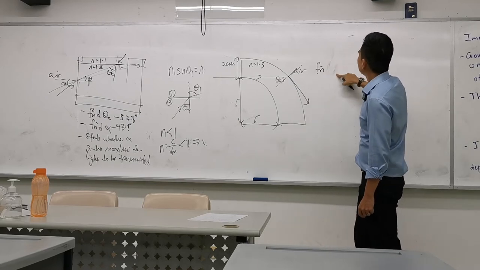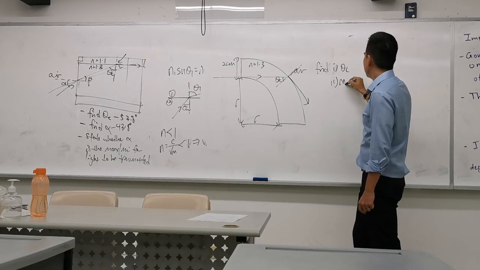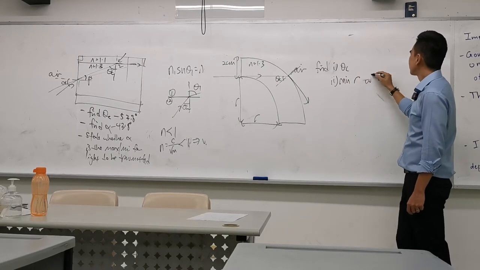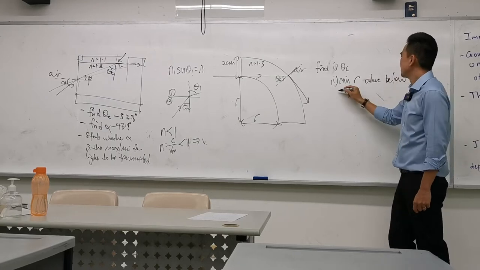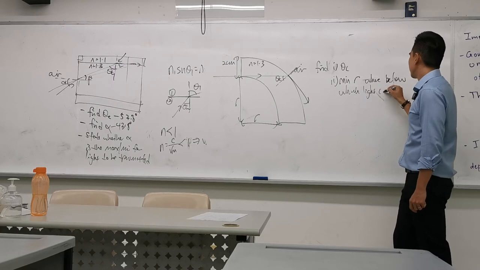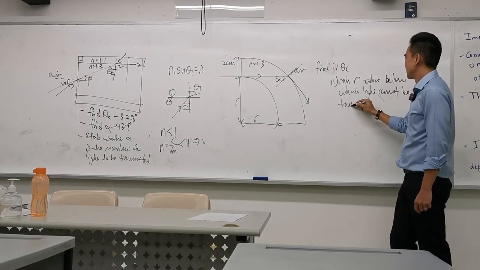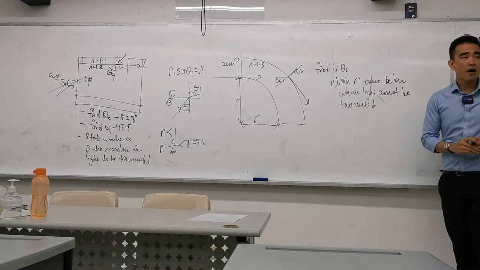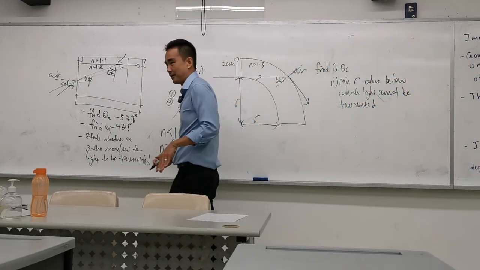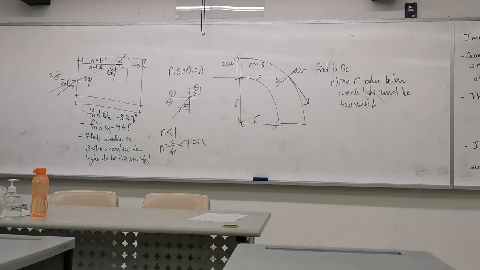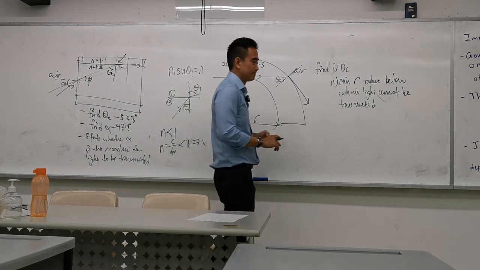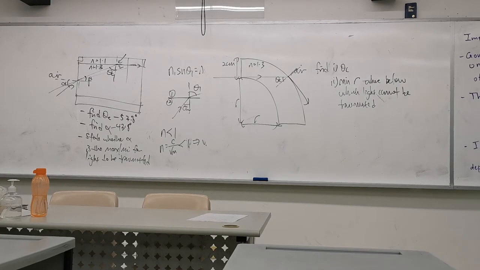That's the boring part. And find the minimum R, below which light cannot be transmitted. That means if you bend the cable even tighter, then light will escape from the material. Give me a try. Just need Snell's Law, and you need to see.